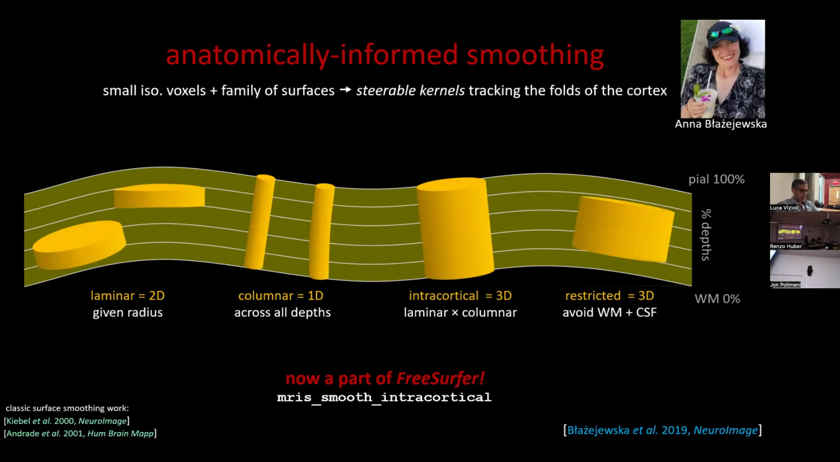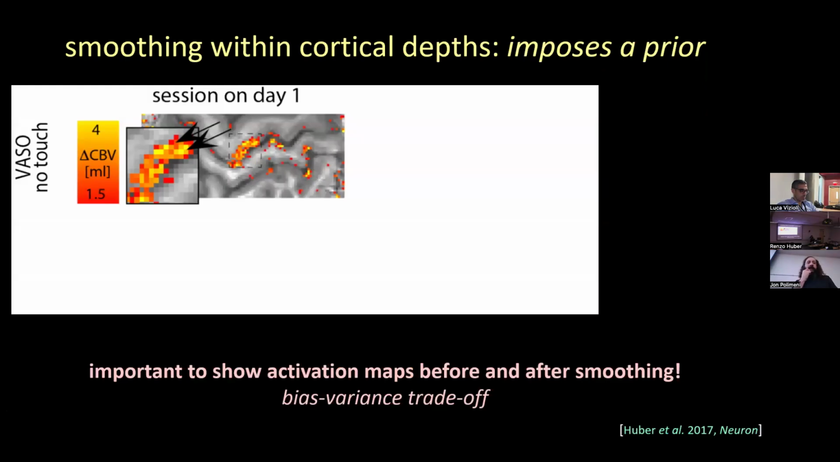And again, this is a really nice way to think of it in terms of coloring within the lines, making sure that the smoothing is contained within individual cortical layers in order to avoid smearing out activation between layers. And so here's an example of smoothing within cortical depths, again, from Renzo. I think what's important here is that when we're smoothing within depths, we're imposing a prior. We have this prior knowledge that if the activation really is consistent within layers, we're allowed to smooth within layers. But that's, again, another form of a bias variance trade-off.